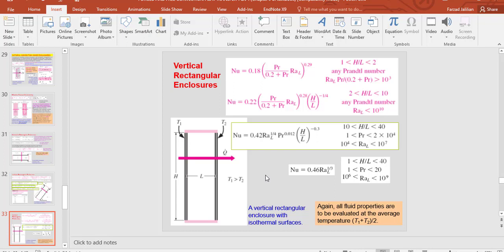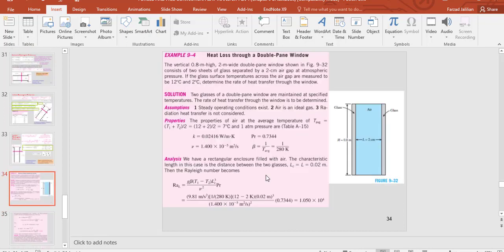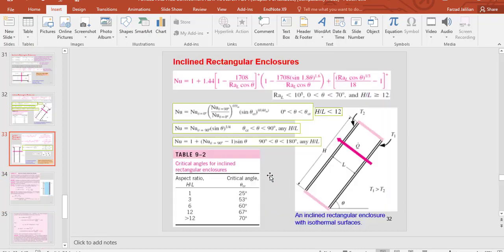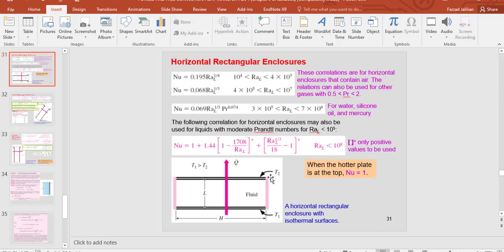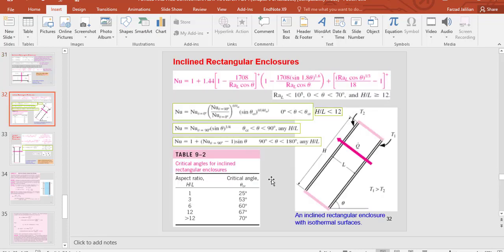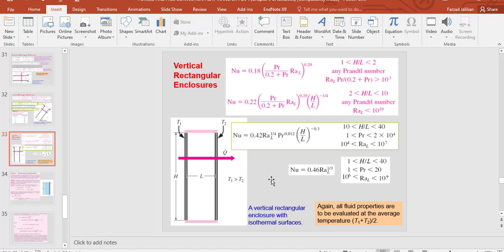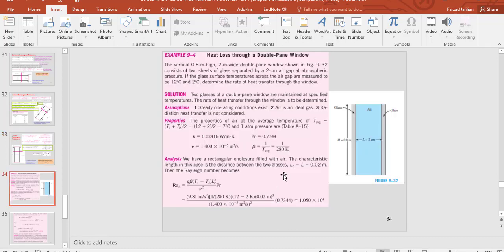Okay, so for the enclosures, we had these three different orientations actually: horizontal, inclined, and vertical. And we had different equations to find the Nusselt number, then use Newton's law of cooling to find the convection heat transfer. Okay, now let's see an example of how we can find the heat transfer in an imaginary enclosure.